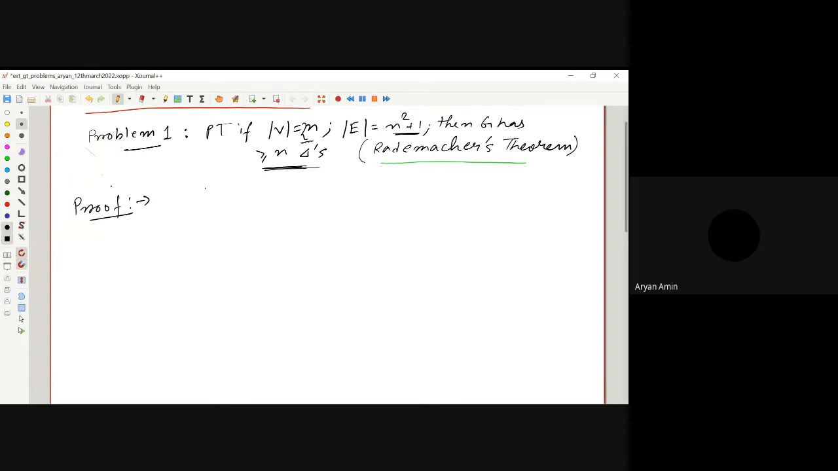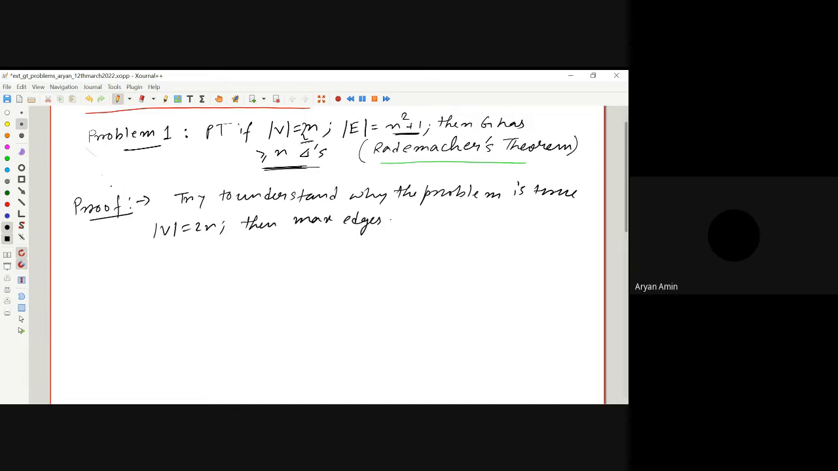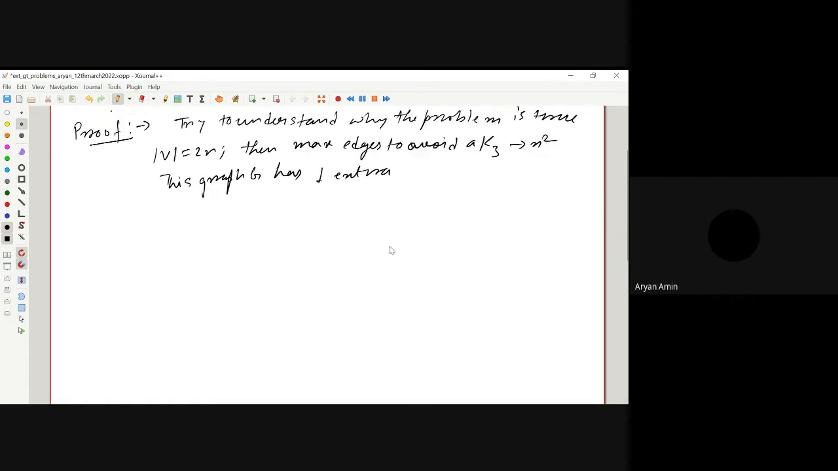Okay, so first of all, obviously, we'll try to understand why the problem is true, right? Note that Turan's theorem tells you, not Turan here, Mantel actually. So Mantel basically tells you that if V is 2n, then the max edges to avoid a triangle is n squared. So this problem has one more edge. This graph has one extra edge.